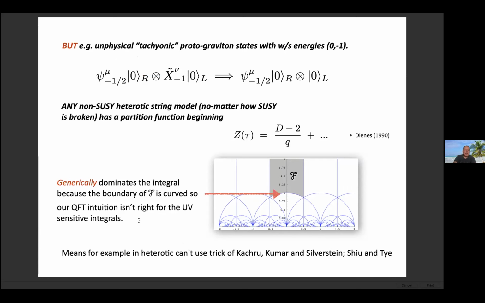So your QFT intuition is not going to help you, and there's no guarantee, for any UV sensitive operator, that the QFT is going to give you anything like the real answer.